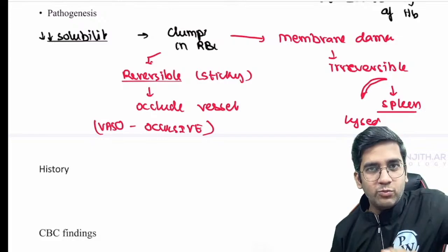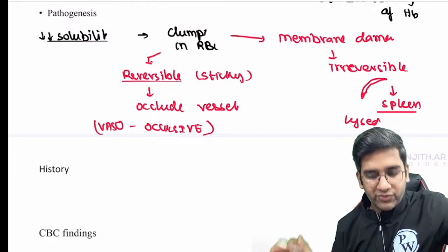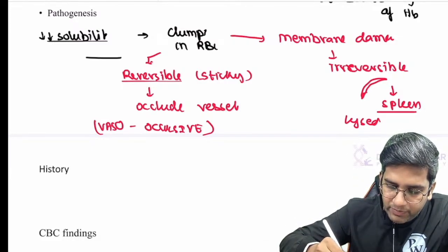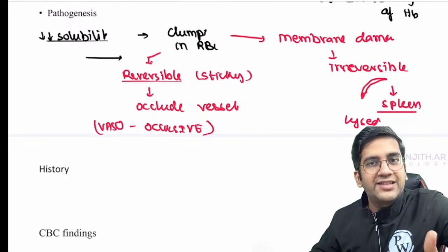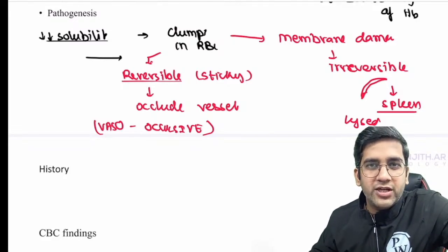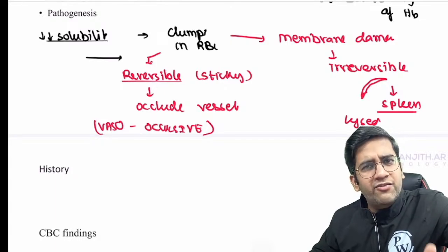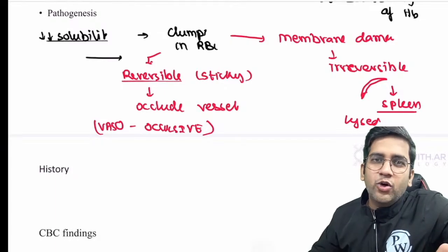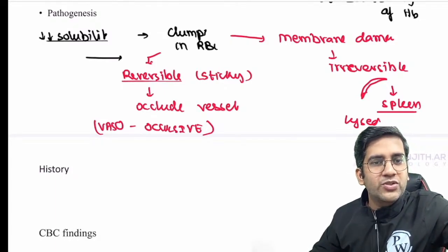If you want to add more, I feel this is more than enough, but you can write places where the sickling will happen. There are factors which promote sickling, like inflammation, a deoxygenated state, like in lower limbs, like in veins. Any oxygenated state will reduce sickling. Those are the things which will alter the dynamics.